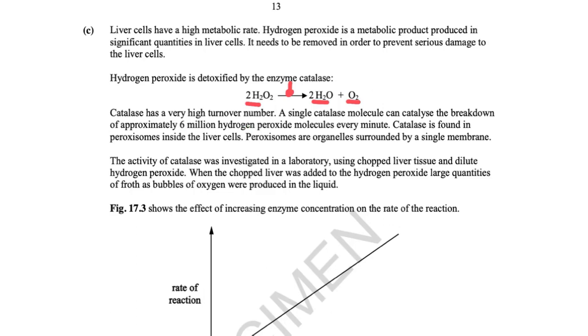Where do you find the catalase? You find it in peroxisomes, and peroxisomes are organelles which have a membrane around the outside which keeps them separate from the cytoplasm. So the activity of the catalase was investigated in the laboratory using chopped up liver tissue. Now, whenever you get something of a biological origin, it's worth remembering that the concentration of the catalase will vary in that tissue, and dilute hydrogen peroxide, which is the substrate.